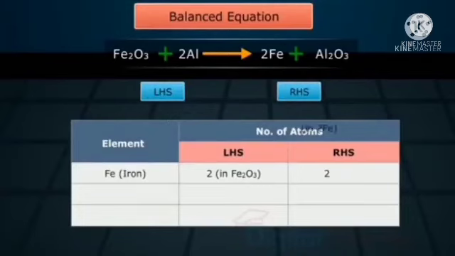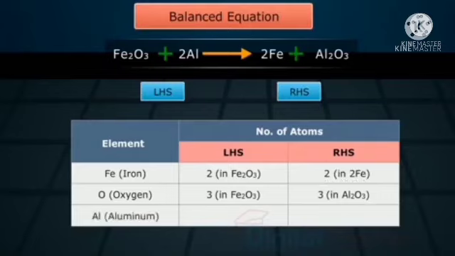Check for the equal number of atoms of each element on both sides of the equation using the table. Iron: left and right sides are 2 atoms. Oxygen: 3 and 3. Aluminium: both sides 2. This is the balanced equation.